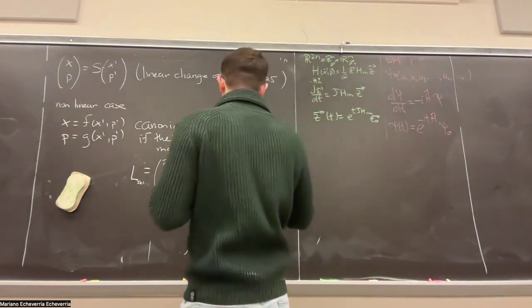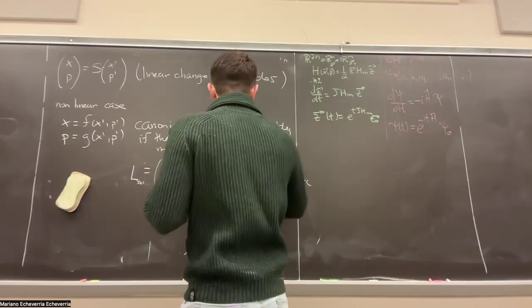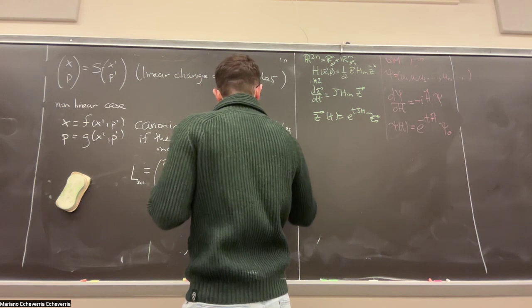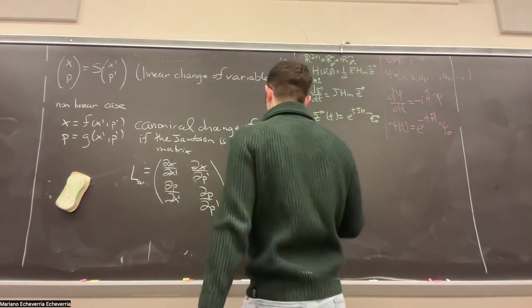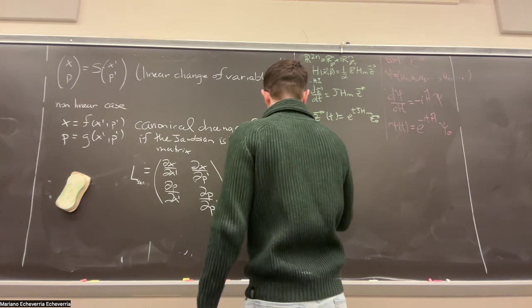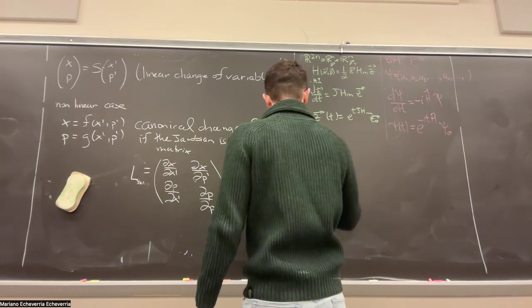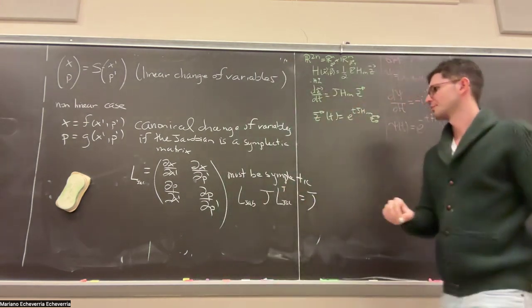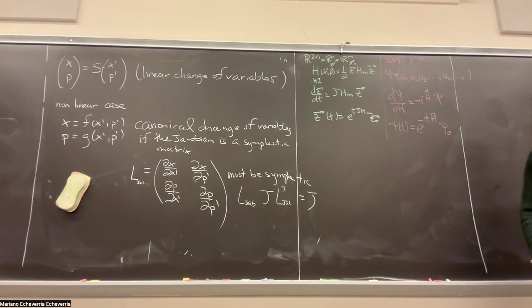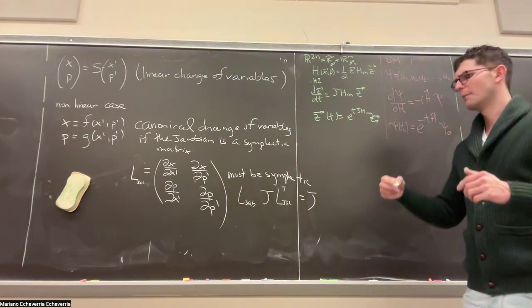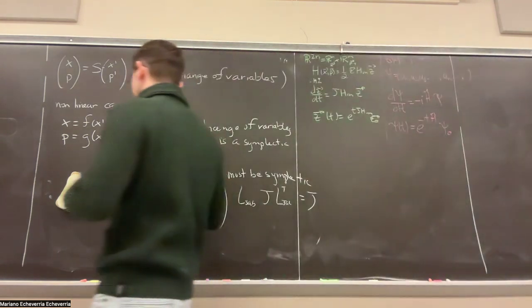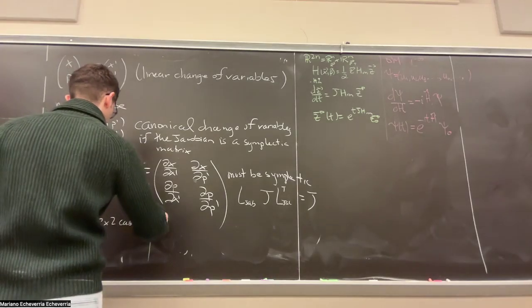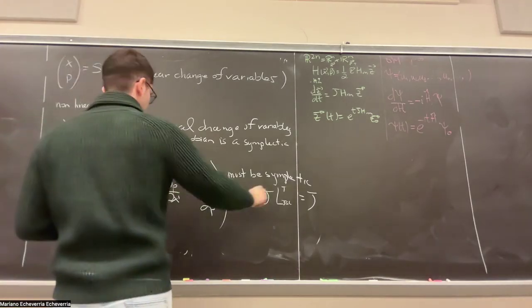So if you wanted this to be symplectic, that just means precisely the condition that I gave you before, which in the 2 by 2 case just means that the Jacobian must have determinant one. So in the 2 by 2 case, the Jacobian must have determinant one.